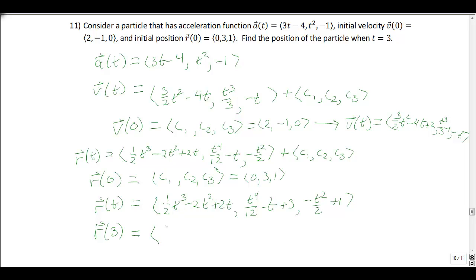So r of 3 should be 1/2 times 3 cubed is 27, minus 2 times 9 is 18, plus 6. See, 3 to the 4th is going to be, I can take 1 3 and cancel that 12 to a 4, so I'm going to get 27 fourths minus 3 plus 3. I'm going to get a negative 9 halves plus 1.